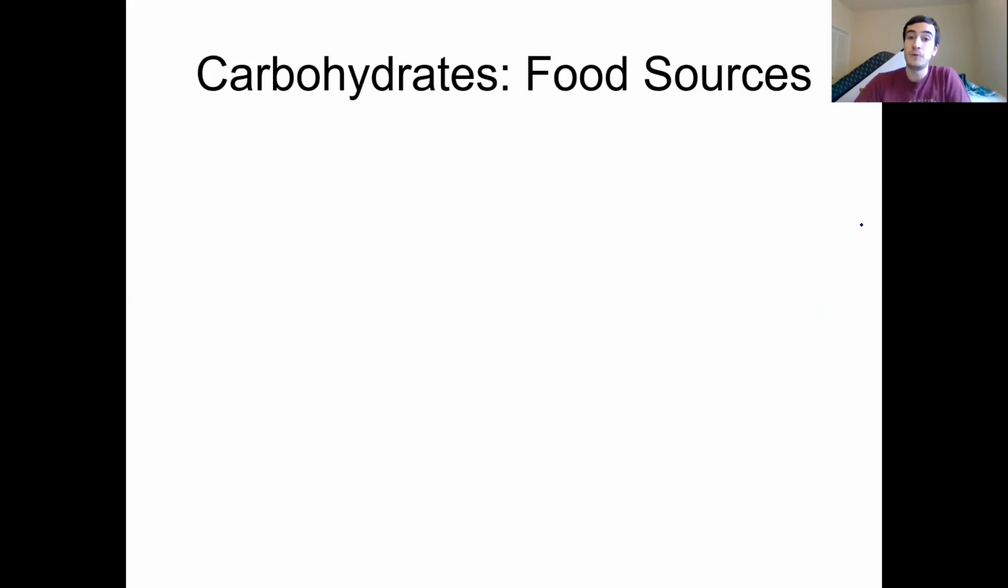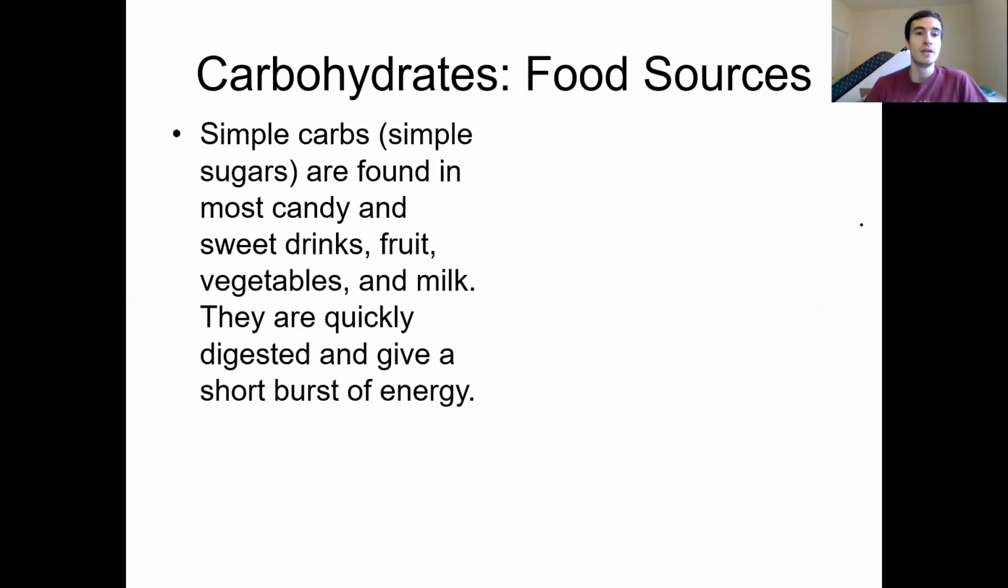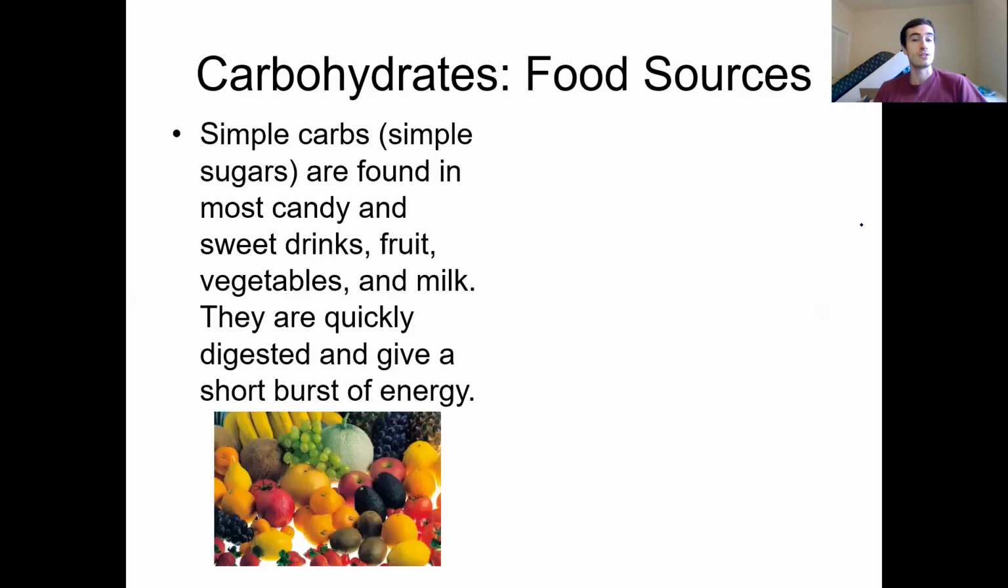So, what types of food do carbohydrates come in? Lots and lots and lots of different types. But it also depends on if you're talking about simple carbs or complex carbs. Simple carbs are essentially different types of basic sugar. So they're found not only in things like candy and soda that you would expect, but also fruit and vegetables have a lot of simple carbs as well. Again, these are easy to digest and they give you a short burst of energy.